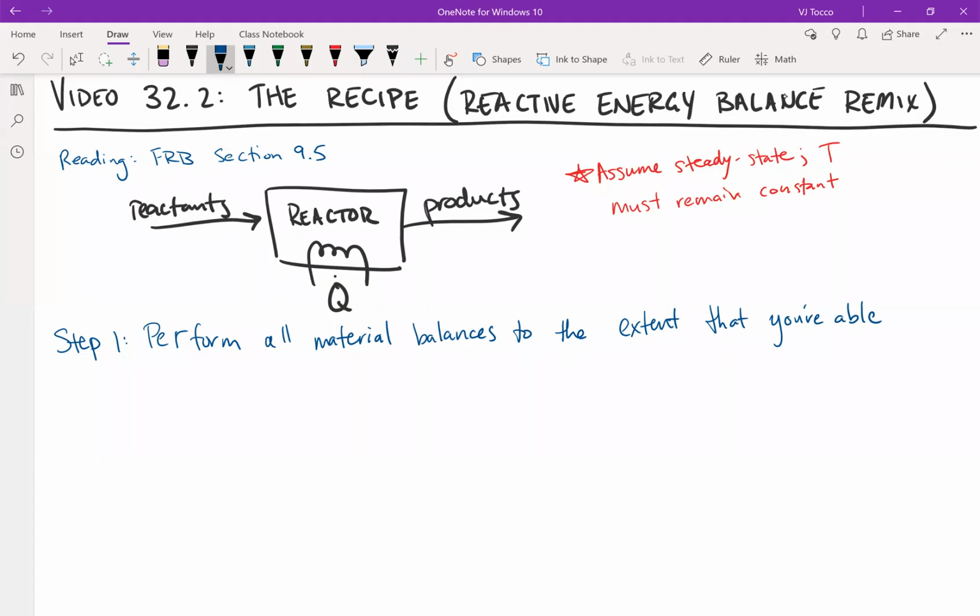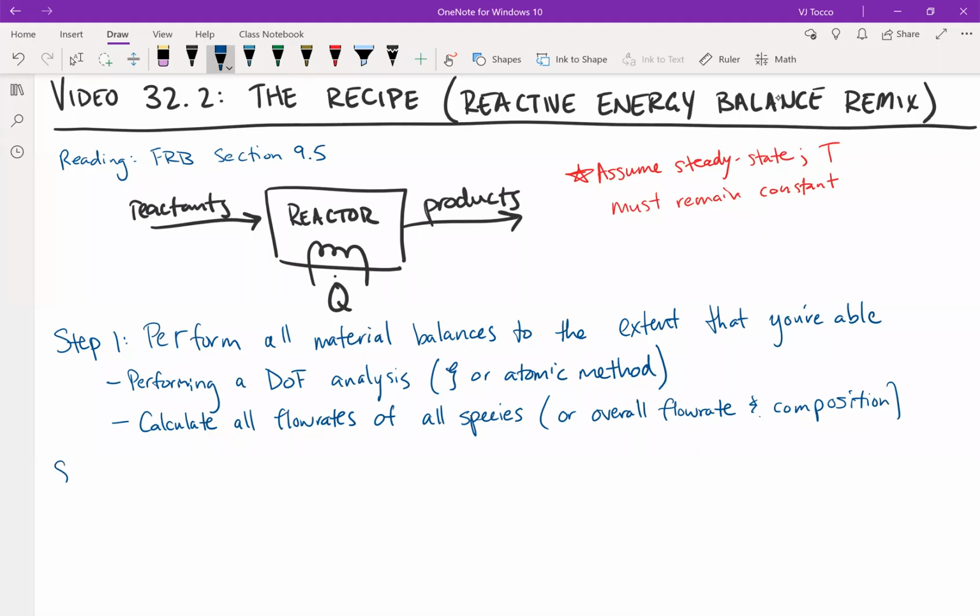Step one is the same step that it was for non-reactive energy balances, which is to perform all material balances to the extent that you're able to. Keep in mind that this takes into account performing a degree of freedom analysis. So nothing changes from that respect. We're going back to chapter 4 stuff where again we have to figure out a material balance for a reactive process. Performing a degree of freedom analysis, so counting all my unknowns, material balances, taking into account how many reactions I have. So if there's a reaction, I have to do the extent of reaction or atomic method in order to figure out what the flow rates and the compositions are, or what the flow rates of individual components are.